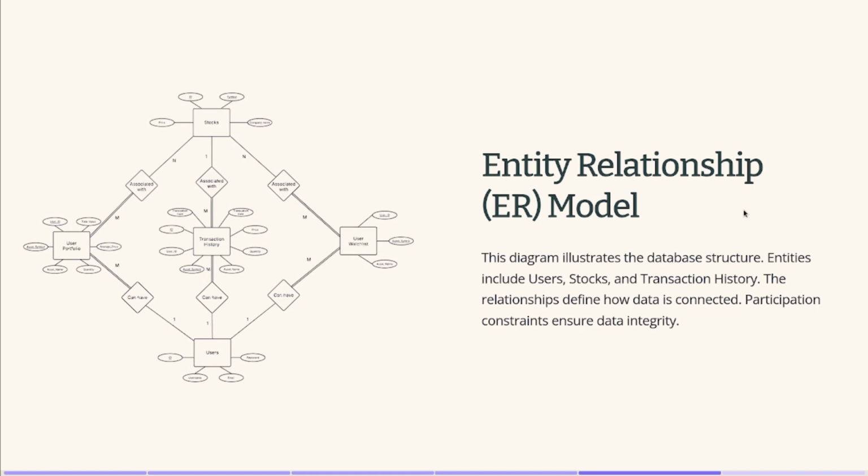And next, the relationship between stocks and transaction history is a one-to-many relationship. And the last relationship is stocks and user watch list, which is a many-to-many relationship, the same as in the case of stocks and user portfolio.